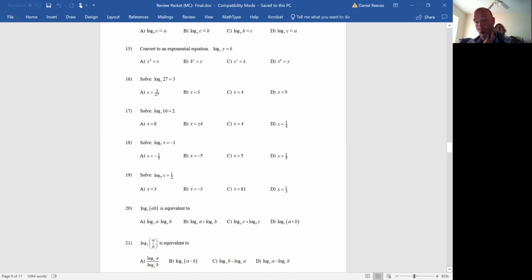21, log base c of A over B. Well, this is where we get to subtract. So this is the log base c of A minus the log base c of B. My answer is D.